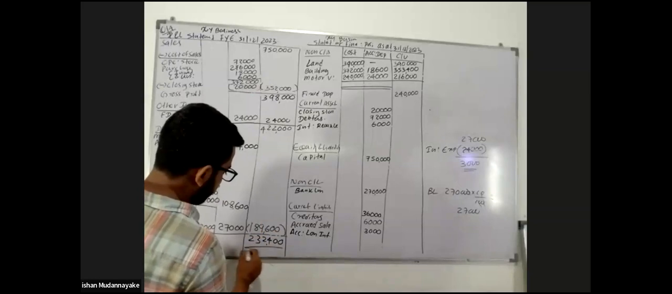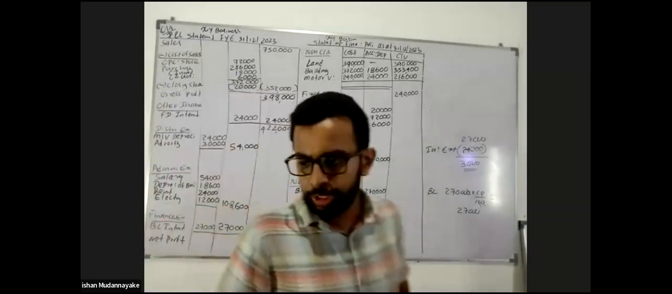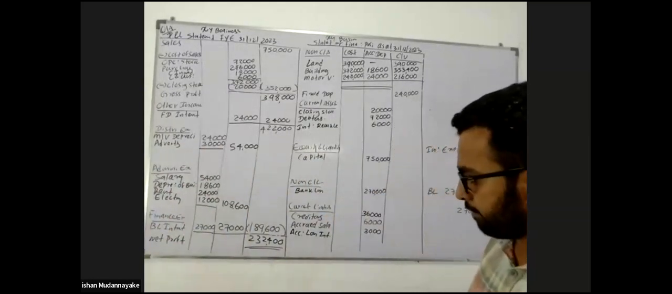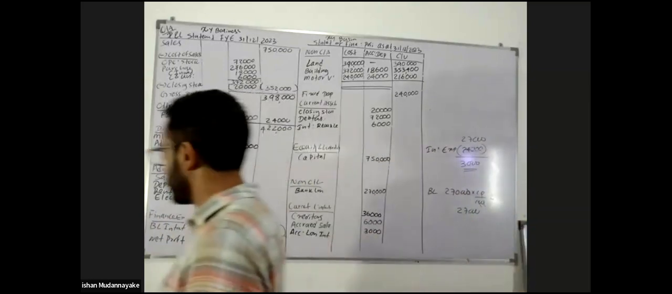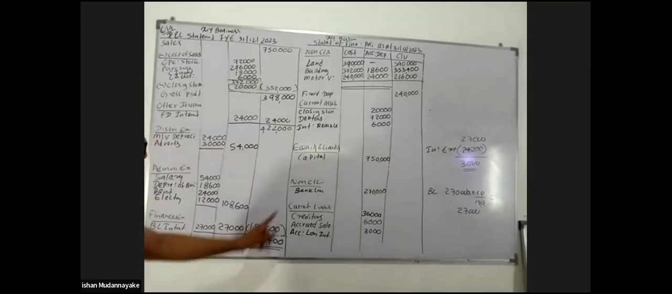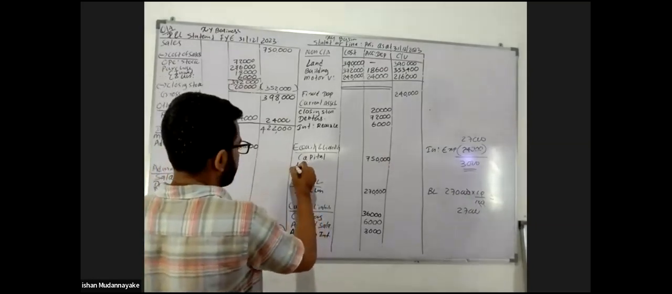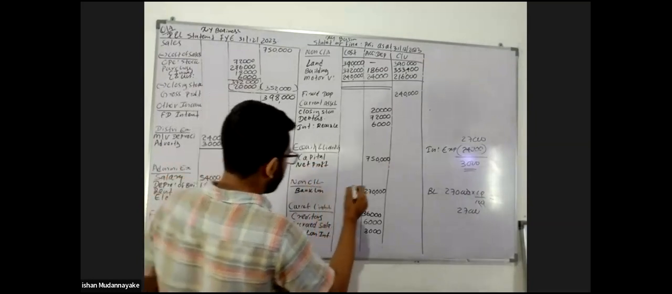$232,400. Net profit 232,400. Is it correct? 232,400 net profit of the business organization. Yes, sir. Right. And then transfer this amount to the statement of financial position. Net profit 232,400.